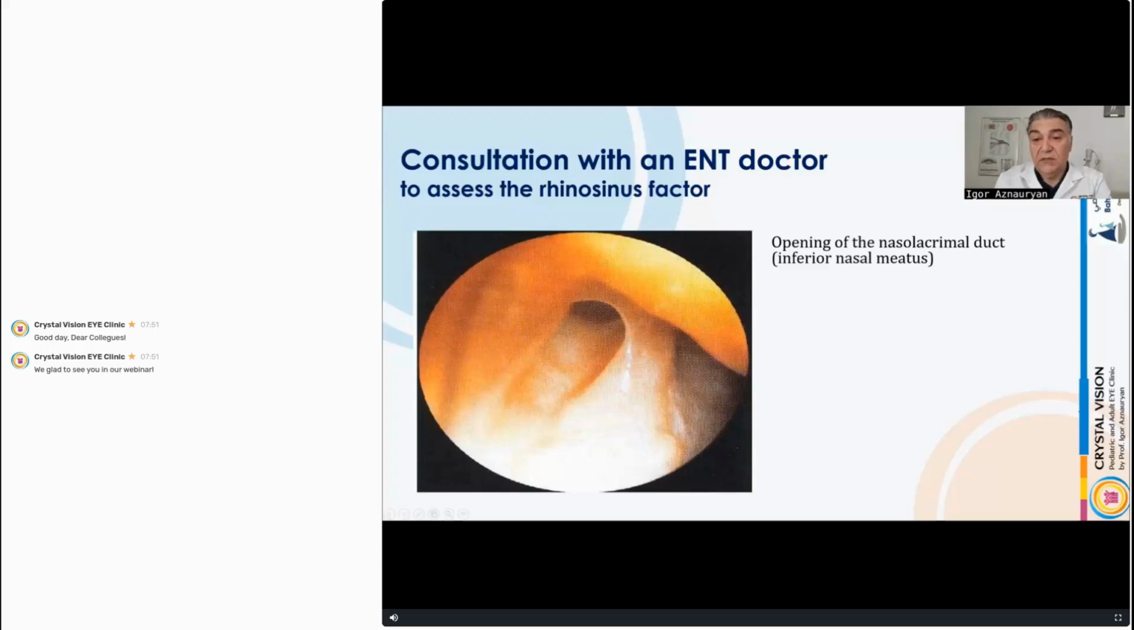We perform the same operations when there is a complication from the lacrimal canals, or when there is an iatrogenic complication involving damage to the lacrimal duct, including its stenting and subsequent treatment.